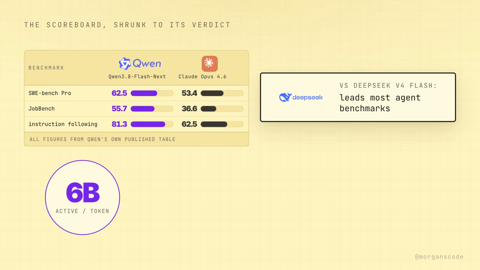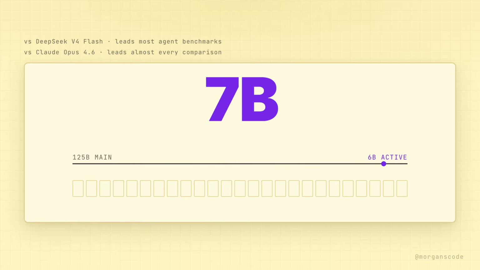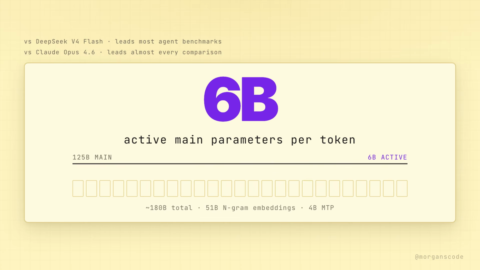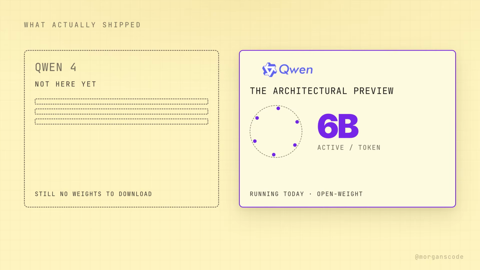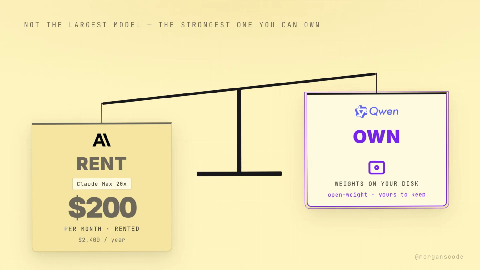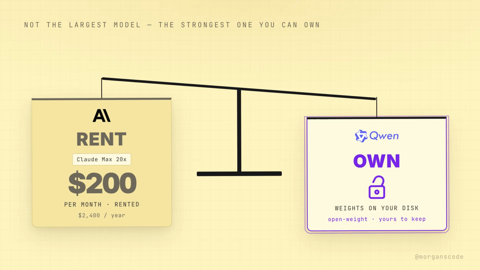It beats DeepSeek v4 Flash across many of Qwen's published agent benchmarks. It beats Claude Opus 4.6 across almost every available direct comparison. And it does this while activating only 6 billion main parameters per token. Most importantly, this is not Qwen 4. It is only the architectural preview. The breakthrough is not that Qwen built the largest model. It is that Qwen may have built the strongest model a serious individual can realistically own.